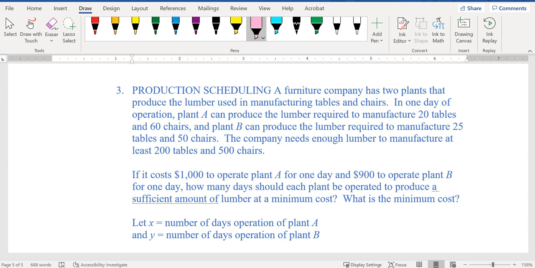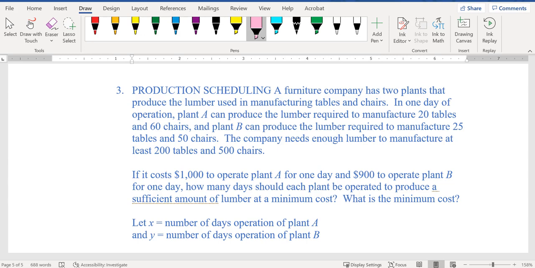The company needs enough lumber to manufacture at least 20 tables and at least 500 chairs. If it cost $1,000 to operate plant A for one day and $900 to operate plant B for one day, how many days should each plant be operated to produce a sufficient amount of lumber at a minimum cost? What is that minimum cost?